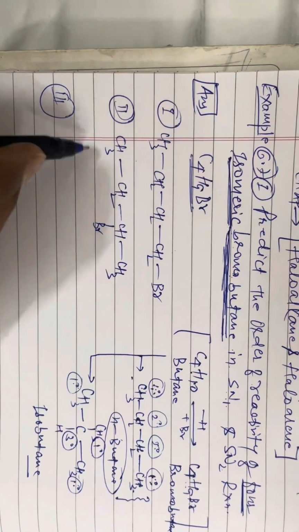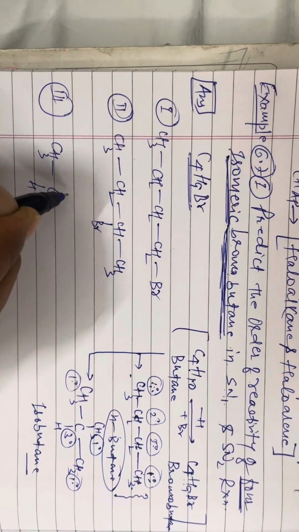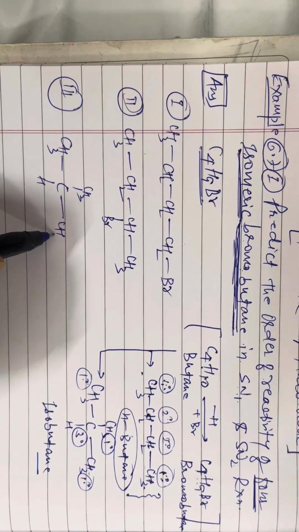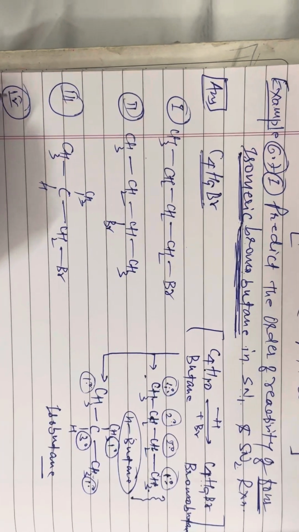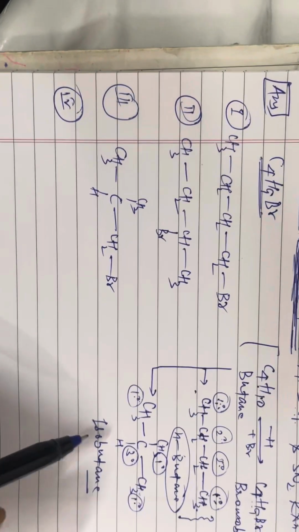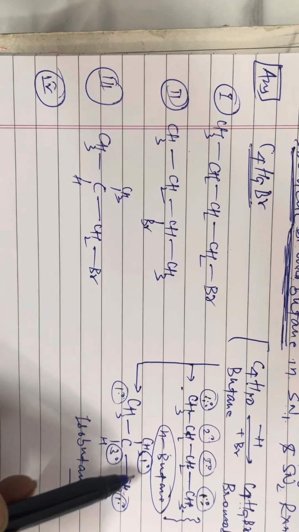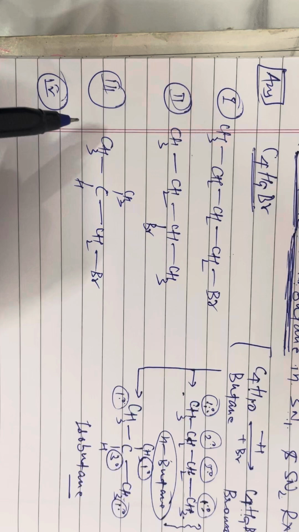So CH3, CH, CH3. I'm going to replace here, so this will be CH2 and Br. The fourth one is, now these three are identical, so we can replace any hydrogen here, at one place, by Br, and there is the third isomer.